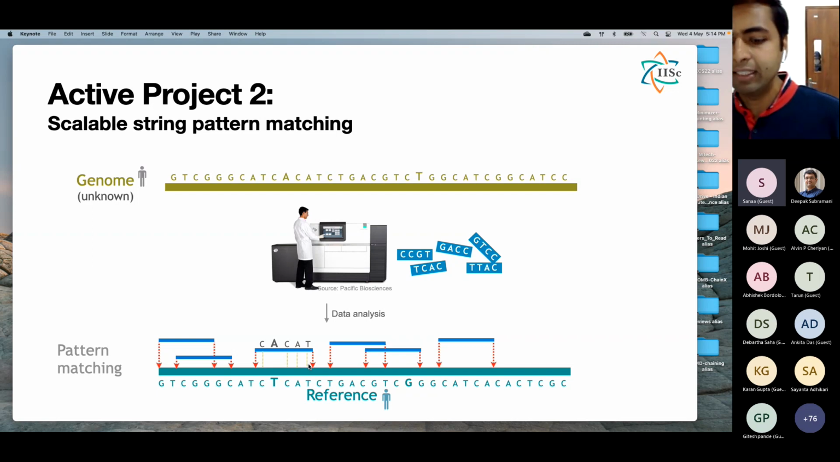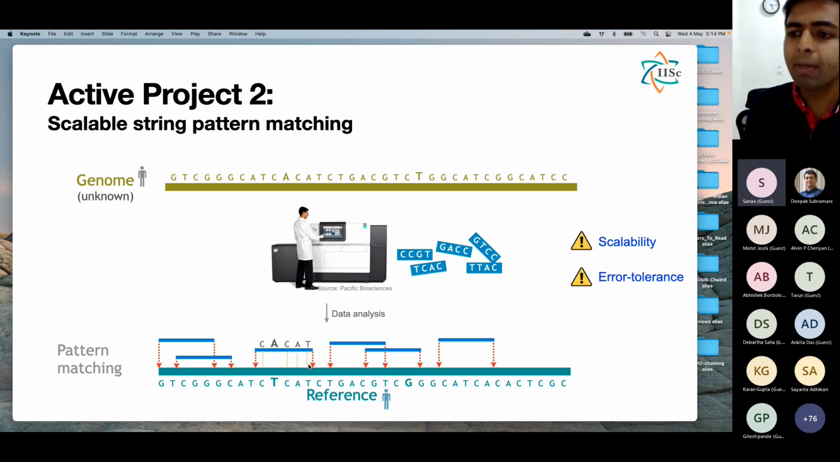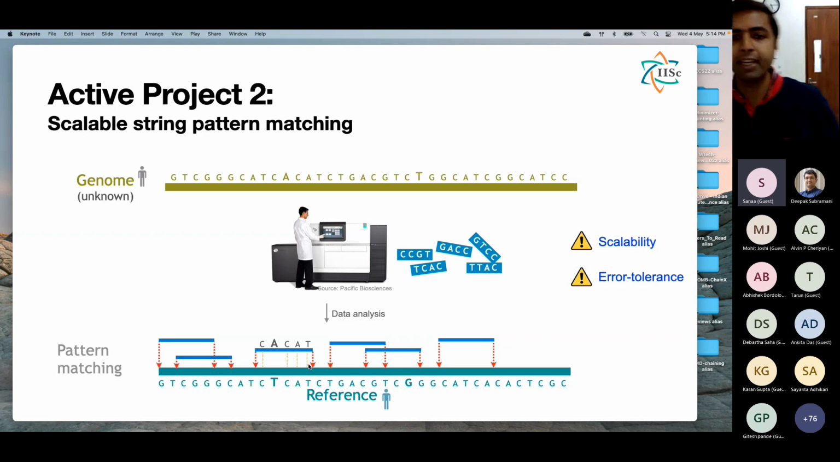But what are the computational challenges here? Again, scalability is important because if you are generating terabytes of data from a sequencing instrument, the algorithm has to be really fast. Otherwise, we won't be able to finish in a timely manner. The second is error tolerance. These sequencing instruments are not perfect. They will make mistakes while reading the DNA.